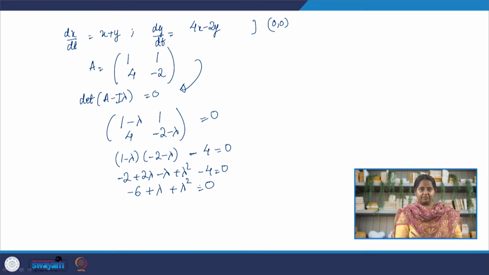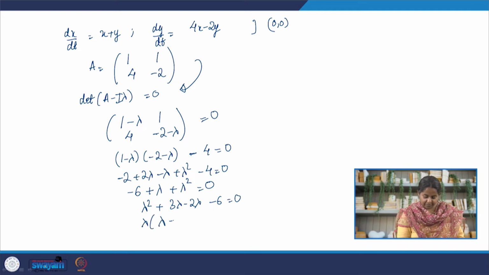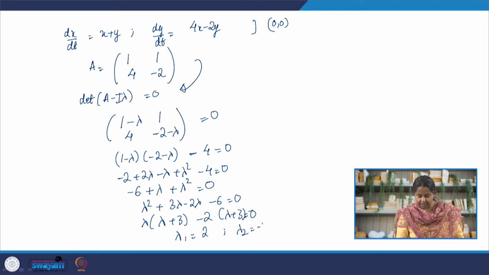This is going to be a very easy problem to solve. You can factorize it simply. So, we have two values: lambda 1, let us say, is equal to 2 and lambda 2 is equal to -3. Notice right here as we calculate the eigenvalues, we know that this is going to be a saddle node because one of the eigenvalues is positive.